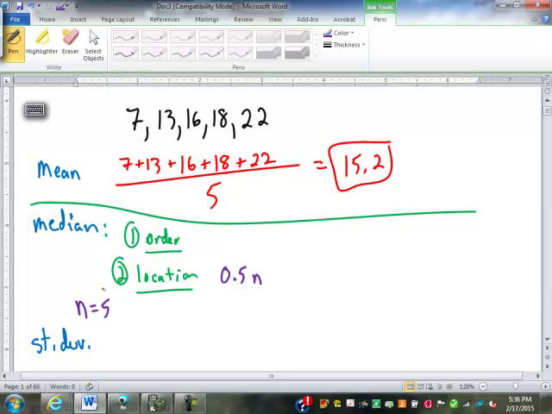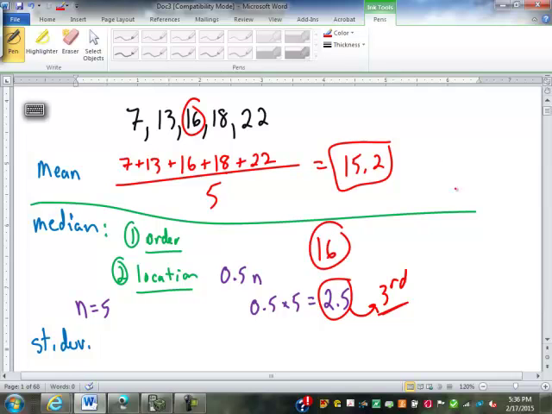And in this case, n is what? 5. There's 5 items in the set. N is the number of items in the data set. So 0.5 times n will be 0.5 times 5, or 2.5. What do we do if that comes out to be a decimal number? We round up to the next spot. So the number in the third spot will be our median. That would be the 16.